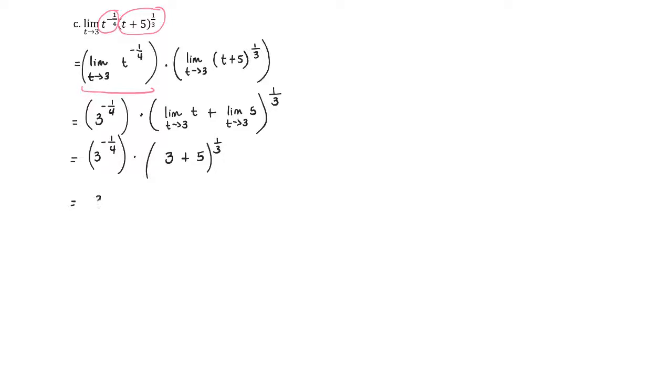So then this will be 3 to the negative 1/4 times 8 to the 1/3. But having 8 to the 1/3 is the same thing as having the cube root of 8. So then the cube root of 8 happens to be 2. And then what I'm going to do is to make this exponent positive by bringing it to the denominator. So this will be 2 divided by 3 to the 1/4. And this becomes the value of the limit.